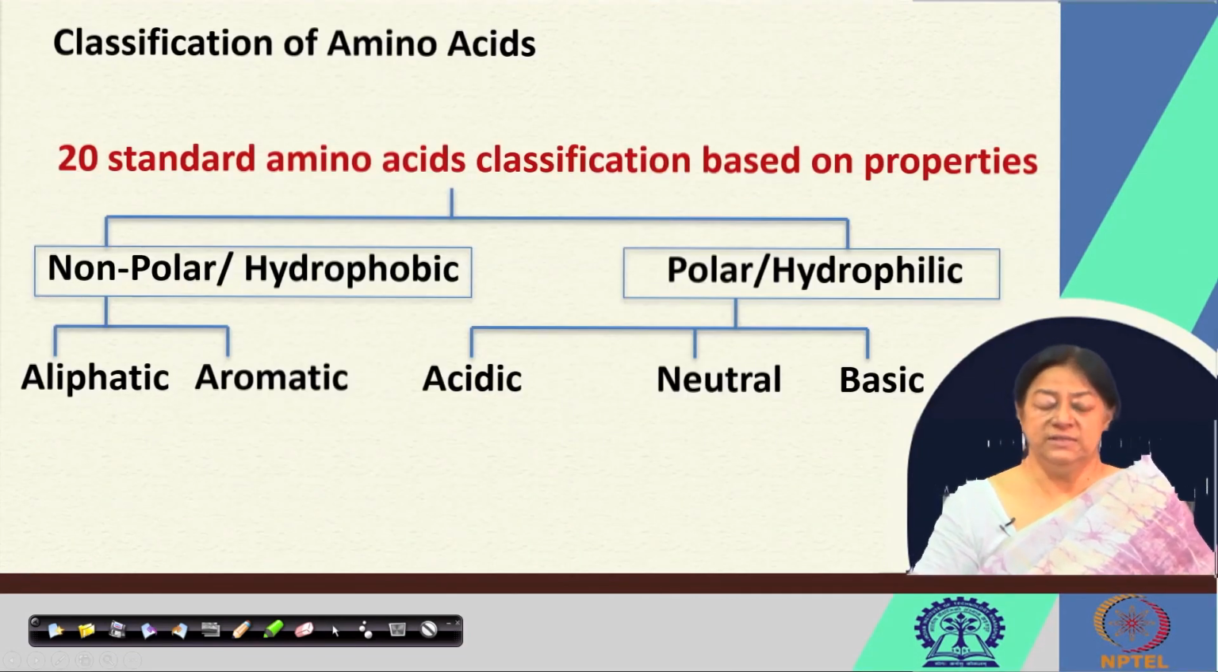The amino acids, there are 20 standard amino acids. They can be classified based on their properties. What are these properties? They could be hydrophobic in nature, non-polar.